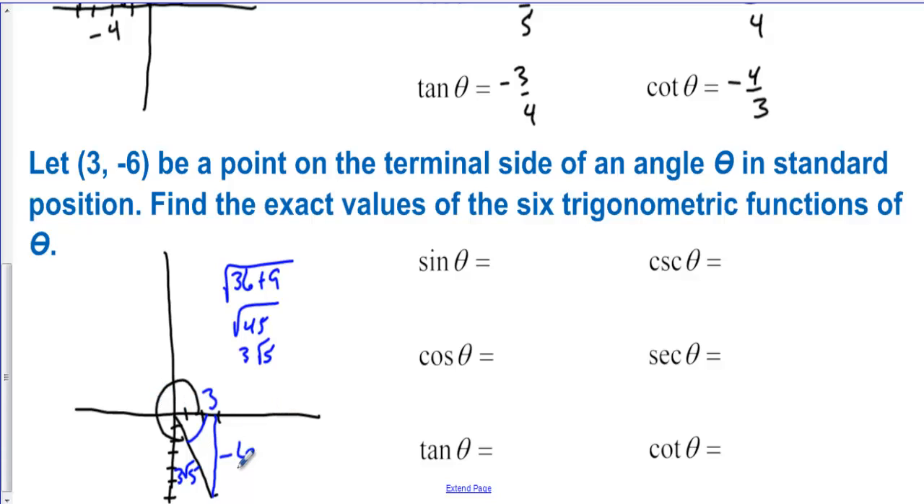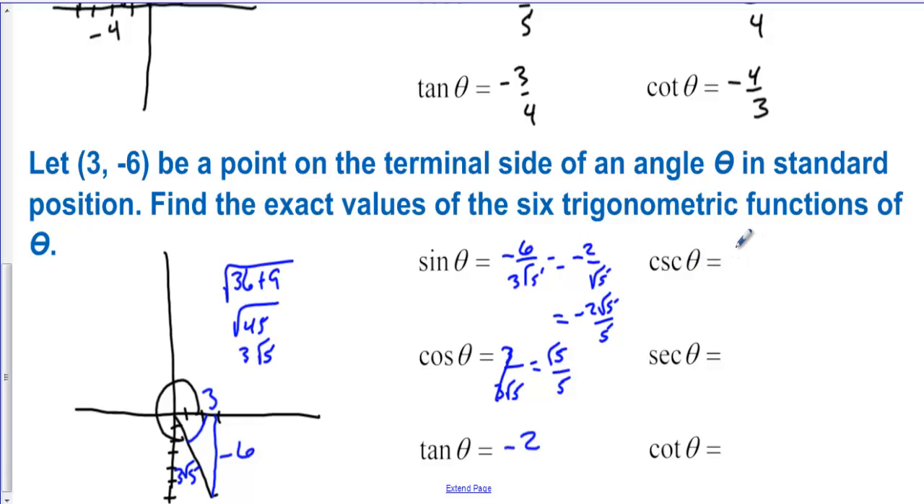So now sine is opposite over hypotenuse. We have negative 6 over 3 square root of 5, which is negative 2 over square root of 5, which is negative 2 square root of 5 over 5. Cosine is adjacent over hypotenuse. That's going to be 3 over 3 square root of 5, which is square root of 5 over 5 after we cancel out the 3's. Tangent is opposite over adjacent, which is going to be negative 2.